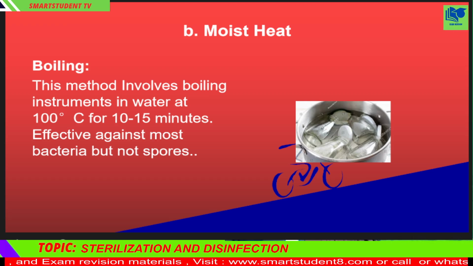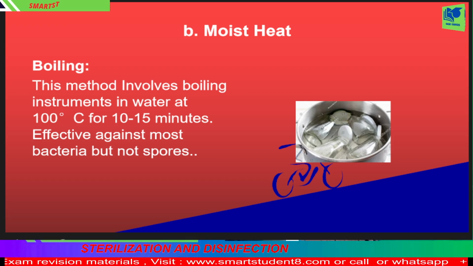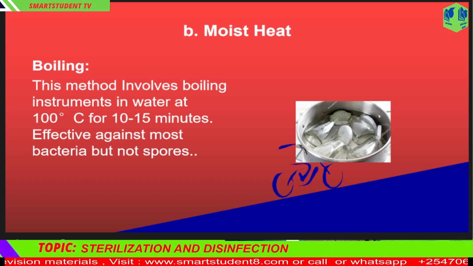Boiling method. In this method, items are boiled in water at 100 degrees Celsius for 15 to 30 minutes. This method is often used for sterilizing surgical tools. It is a simple and low-cost method of sterilization. However, it is ineffective against bacterial spores.